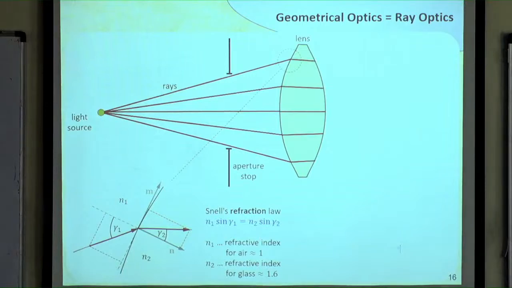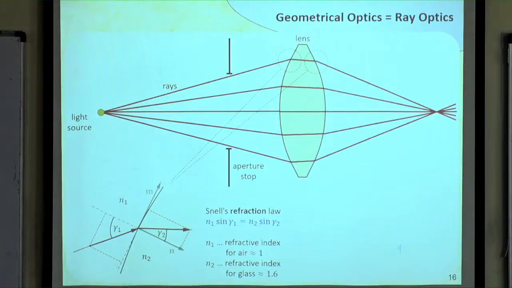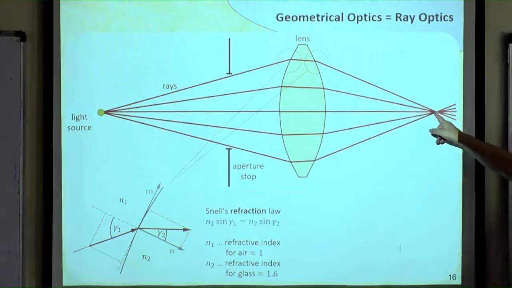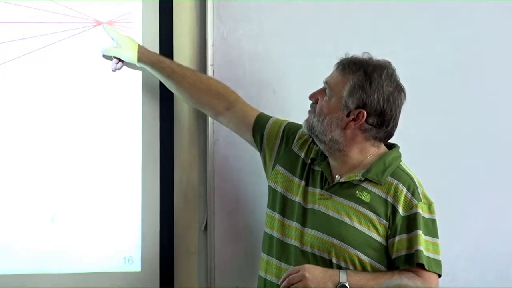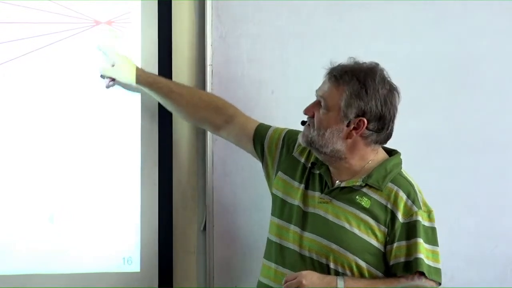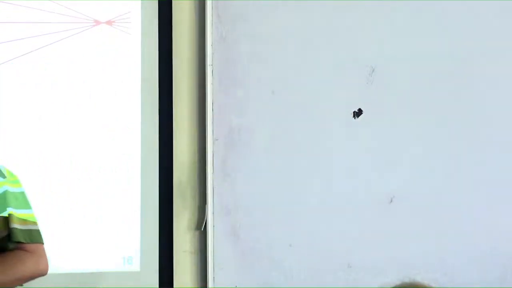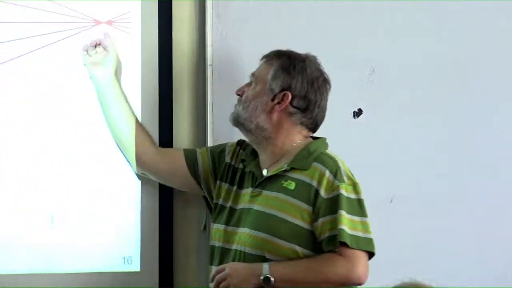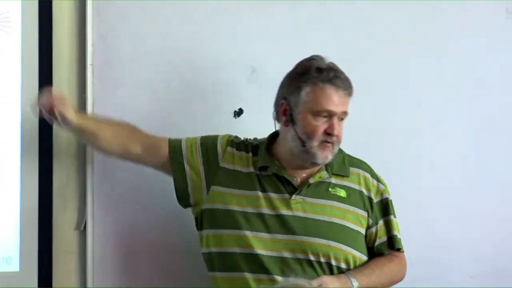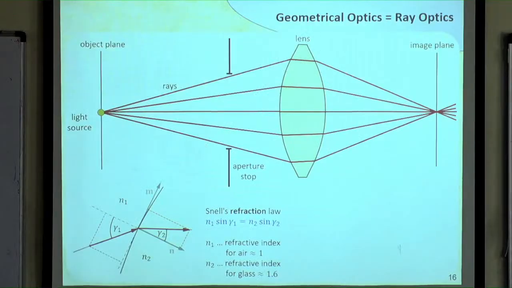So these light rays are bent, change direction, and the same happens when you leave the lens. Then, if the lenses are produced in a nice way, all the light rays come to this place here, and this is the image, and this is what you really want to see. Here is, for example, your chip, which you want to produce. Okay, the object plane and the image plane.